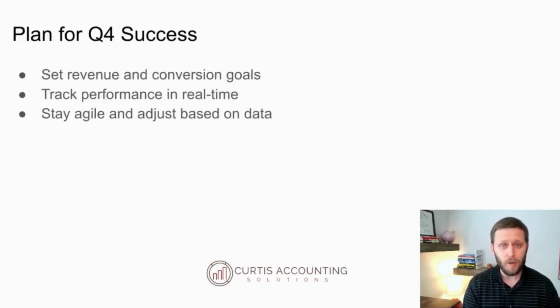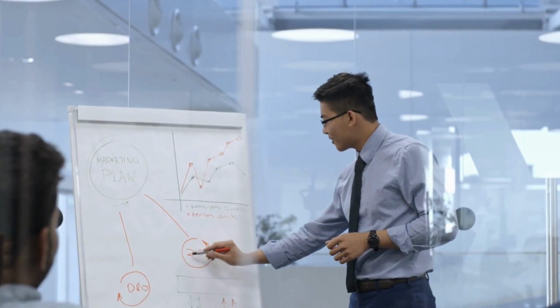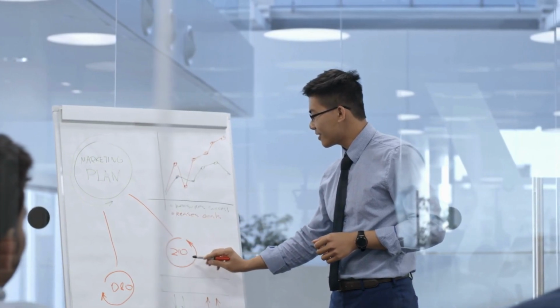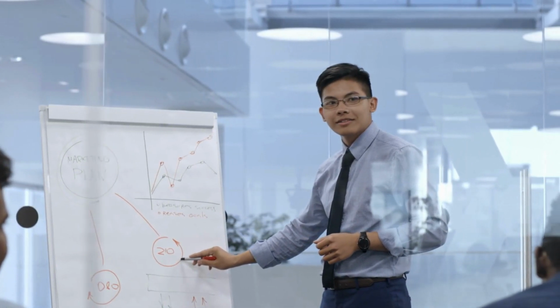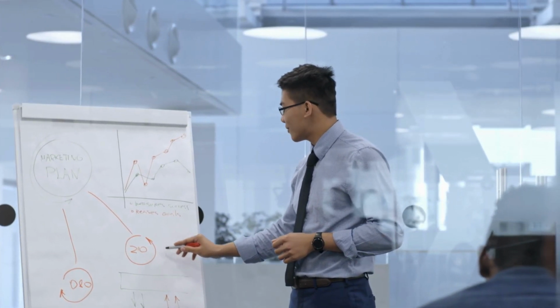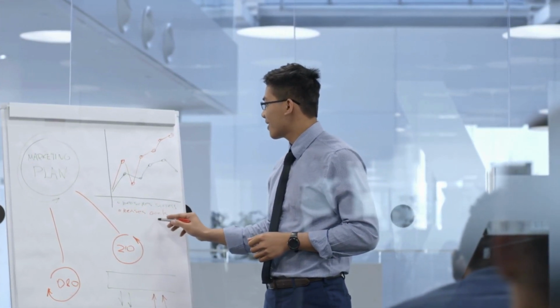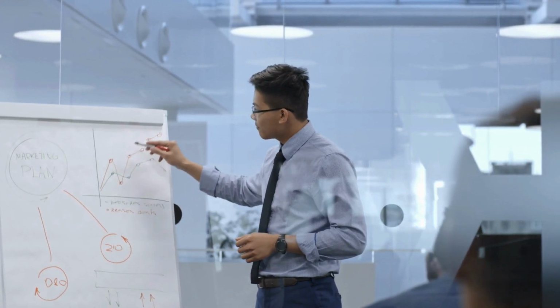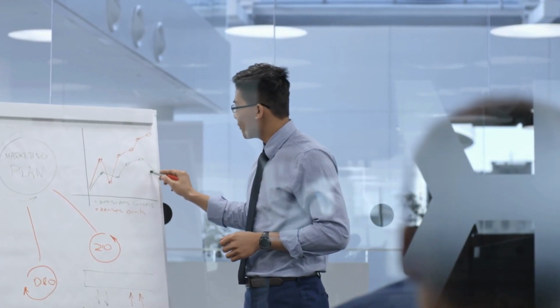As you prepare for Q4, it's critical to set clear goals. Whether it's revenue, conversion rates, or AOV, having a target in mind gives you a clear path forward. But don't stop there. Track your performance in real time using Shopify's tools. If you see a dip in sales or in conversions, you'll need to adjust your strategy pretty quickly. If your conversion rate dips halfway through November, consider running a limited time offer to boost sales back up before Black Friday. Being responsive to the data allows you to stay agile and make the most out of Q4.